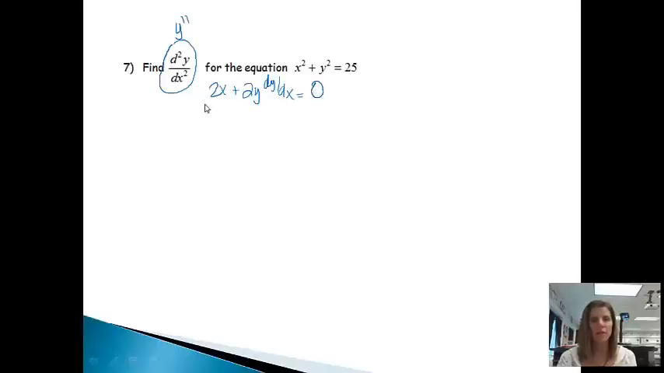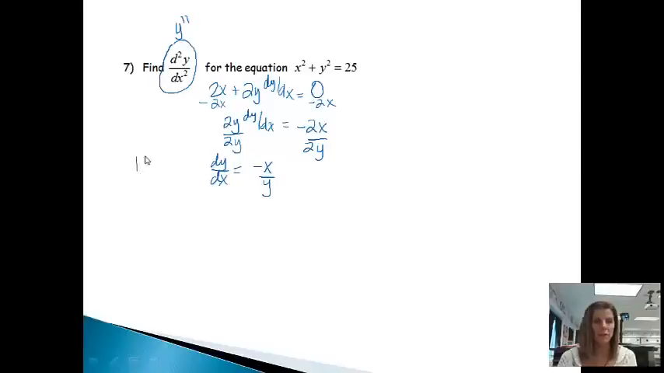Okay, solving for dy dx, we'll subtract 2x from both sides. So we'll get 2y dy dx equals negative 2x. And then to solve for dy dx, we'll divide both sides by 2y. So now dy dx equals negative x over y. So that's the first derivative.